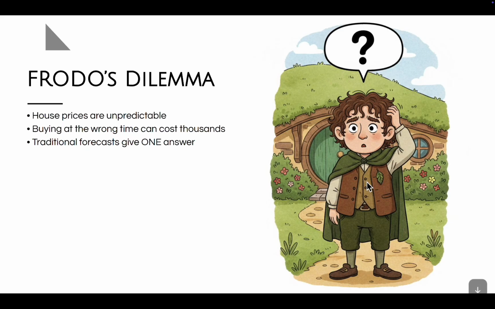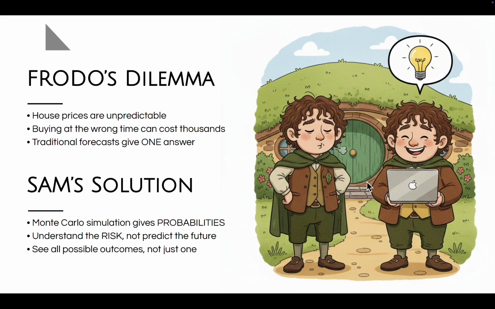And that's Sam. He comes up with a tool to help his friend make the decision. He showed Frodo how likely the house prices are to go up or down and by what amount. Are you curious to know how he did that? Let's see if we can find out what the actual probability is that house prices will decline in Sydney over the next year.